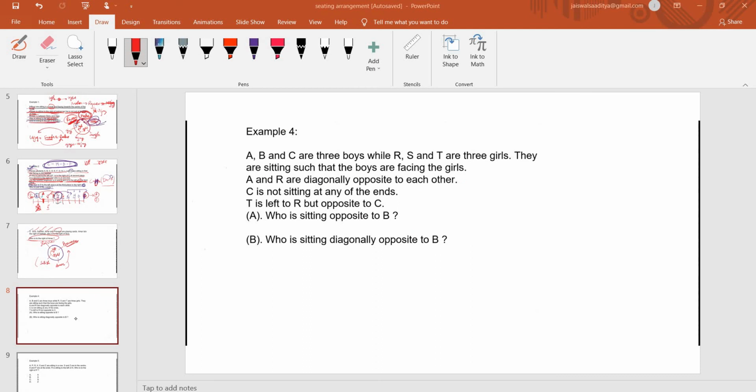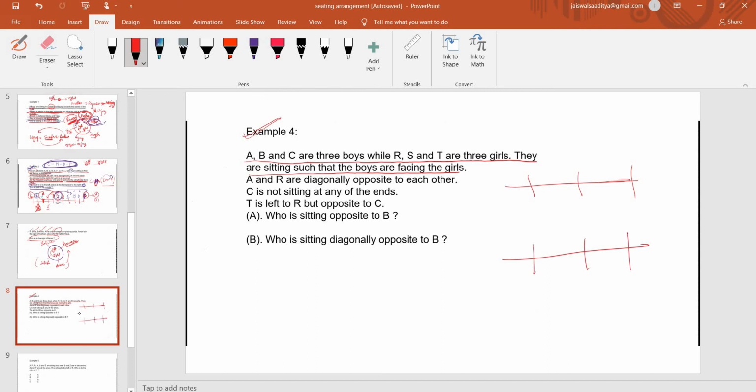See, again we will solve one more question. Example number 4. A, B, C are 3 boys while R, S, T are 3 girls. They are sitting such that the boys are facing the girls. A, B, C are the boys, and these are the girls. A and R are diagonally opposite to each other.